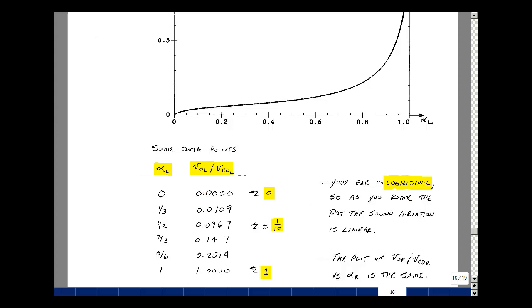There's a similar plot for the right channel. And what's happening with this voltage divider is that by putting a resistor in parallel with the pot that's much smaller than the pot by about a factor of 10, you get this exponential type curve. And this is Supplemental Problem 214.